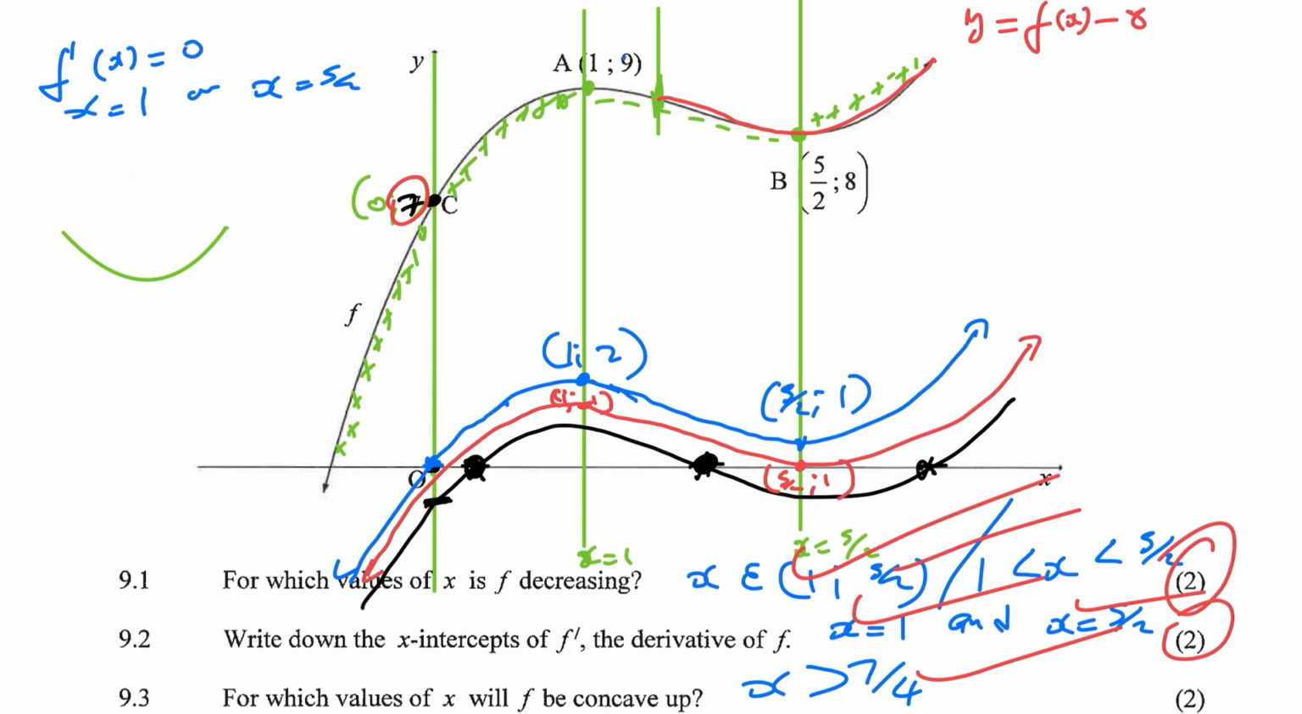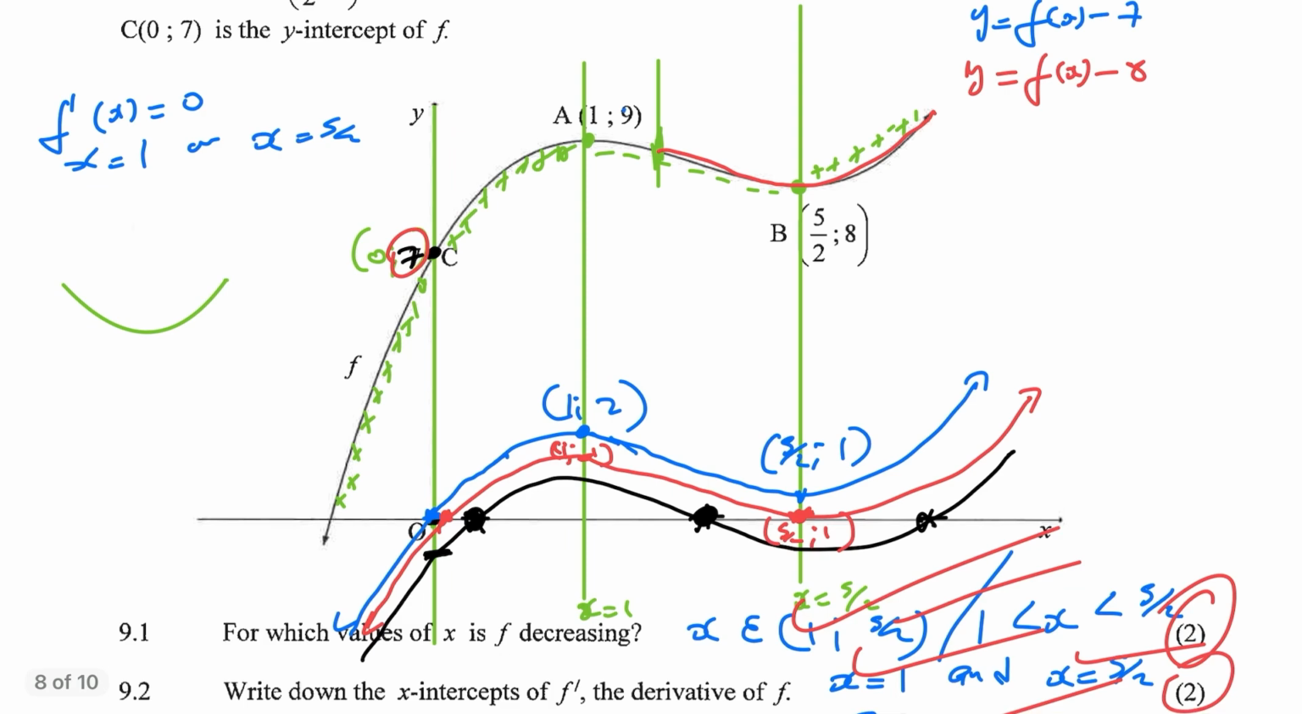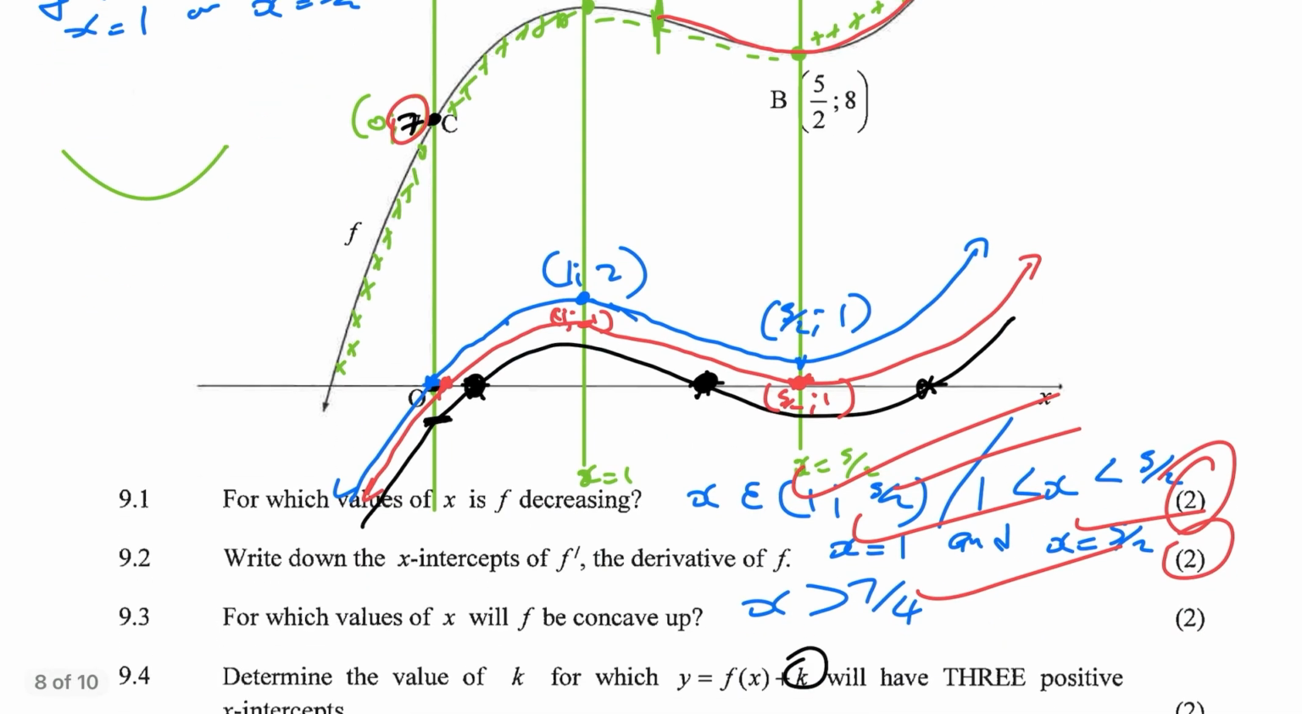And how many does it touch? It touches 1 and 2. It touches twice. It doesn't touch 3 times. So it's clear that, let's look at 2. Maybe it's negative 2. So this is negative 1.